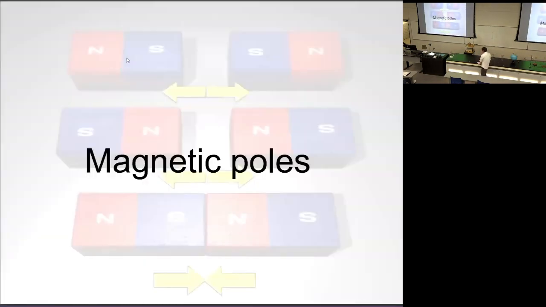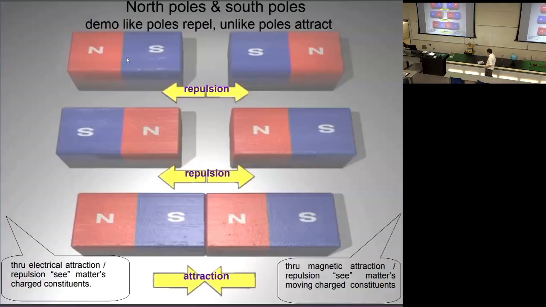Anyway, let's get on with the material for today's class. I want to talk about North Poles and South Poles, magnetic North Poles and South Poles, and then we're going to talk about magnetic fields, the notion of fields, and then the field equation. Those are the real key things. So magnetic poles. I'll show you an example of this.